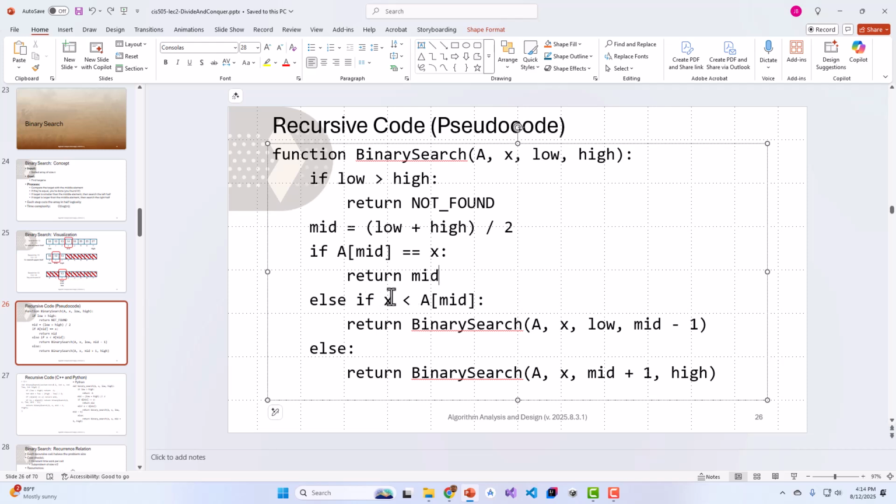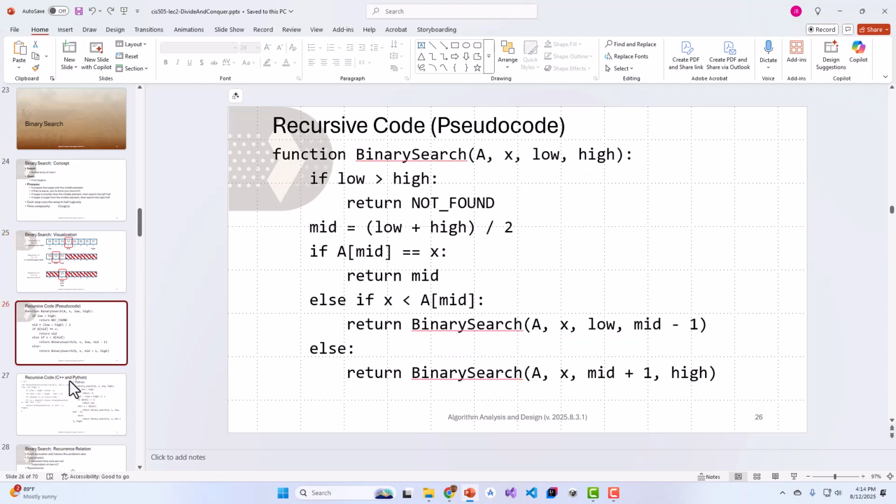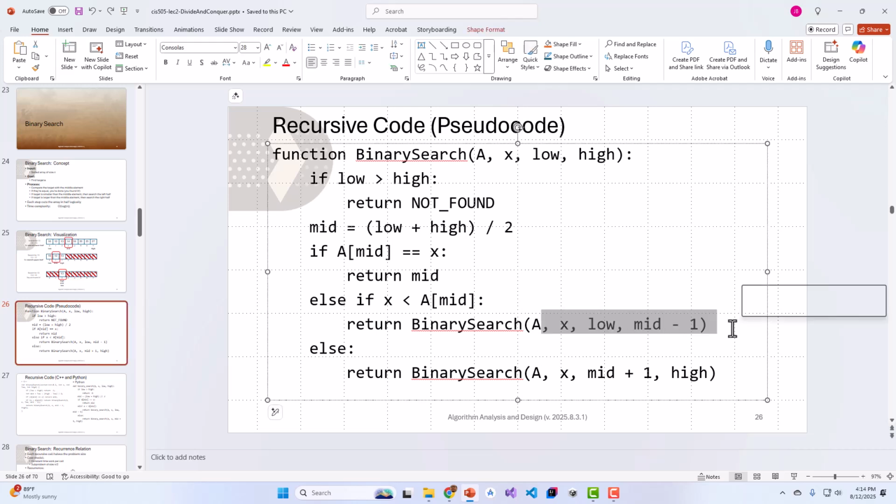Otherwise, if x, our target, is less than the midpoint, we recursively search the lower half. So low up to the midpoint minus 1. Okay, that's what we ended up with over here when we did this part, right? Or I'm sorry, this part at the beginning, right? We eliminated the upper half. We set the low still low, but then our upper part becomes the midpoint minus 1, which is at 2, which is why we ended up at that point.